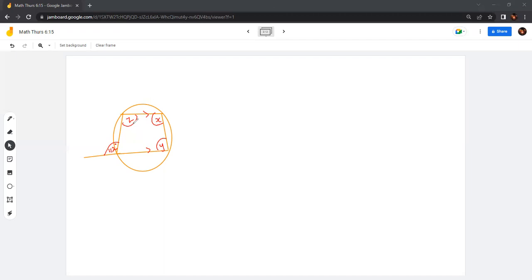Now, they gave us this angle here as 112. Now this, we can see it's a straight line. So I can use this in order to find this missing angle here. So that's going to be 180 minus 112. Right, so 180 minus 112 is 68. So this angle here is 68 degrees.